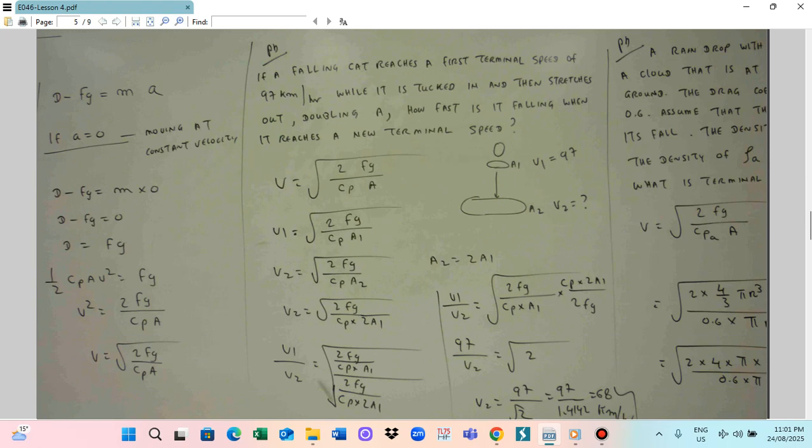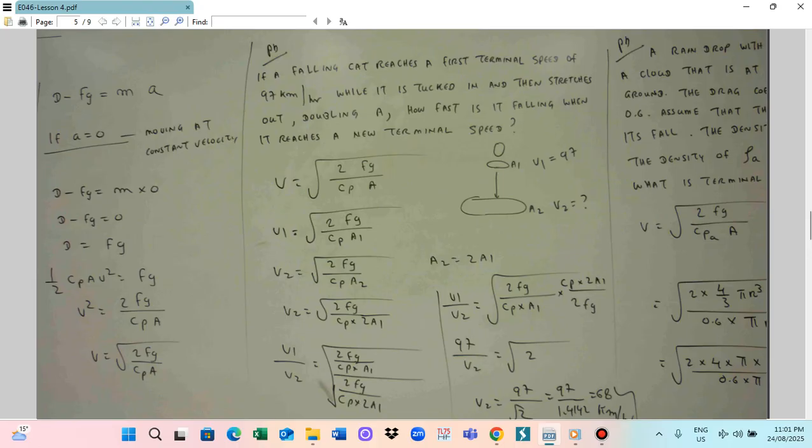So we can write down the equation. V is equal to the square root of 2Fg by C_D into A. So this equation gives the velocity in terms of force and surface area. So this is the relationship.